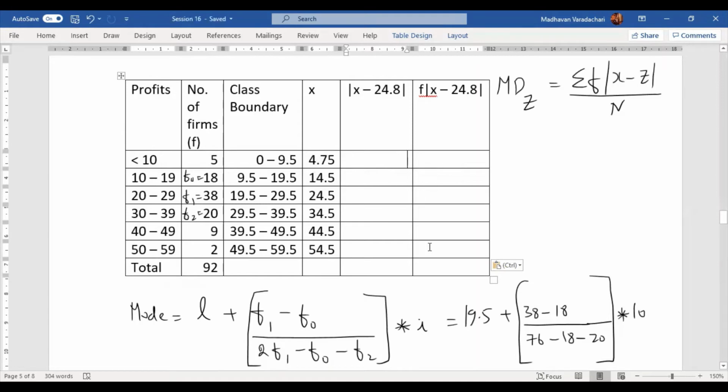4.75 minus 24.8. It is negative 20.05, but I will write positive because of the absolute sign. Then 14.5 minus 24.8. It is 10.3. Then the next 0.3. Then the next 34.5 minus 24.8. We get 9.7. Then 19.7. Then 29.7.